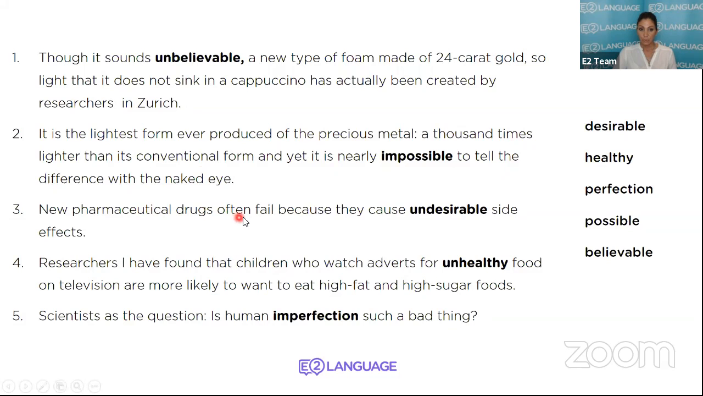New pharmaceutical drugs often fail because they cause undesirable side effects. Undesirable meaning unwanted. And researchers have found that children who watch adverts for unhealthy food on television are more likely to want to eat high-fat and high-sugar food. And then finally, scientists ask the question, is human imperfection such a bad thing?